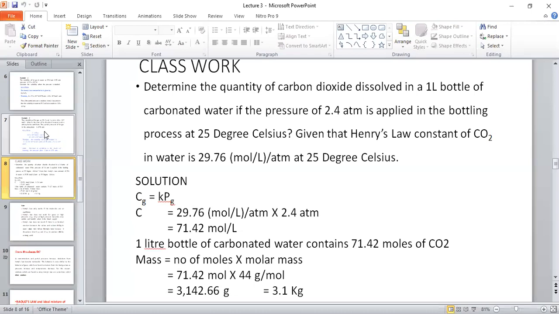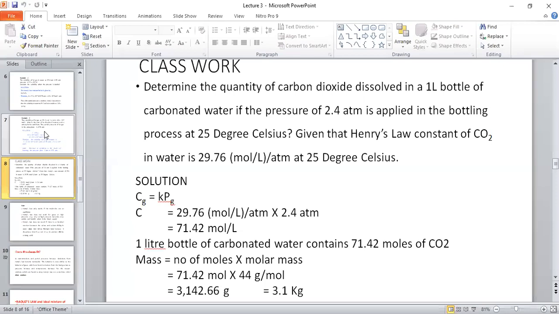Well, the solution is already given to you here. Still using that equation, C is equal to kP. You've been given the Henry's law constant as 29.76, so you substitute it there. Then the pressure at 2.4, substitute it there. So the solubility you have is 71.42 molar, or moles per liter.